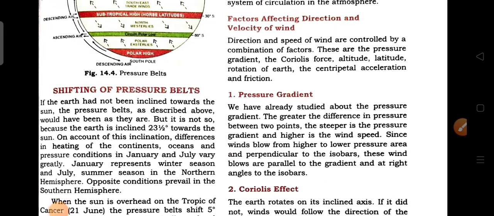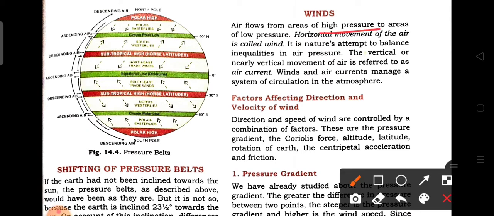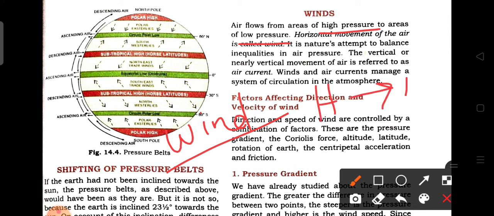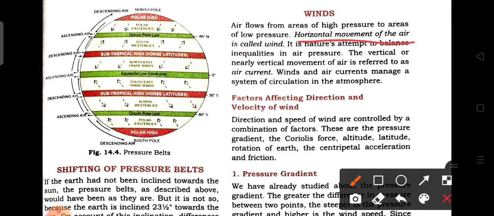After this, we are going to study about the wind. So, what do you mean by wind? The air flows from the area of high pressure to the area of low pressure. Wind is the horizontal movement of the air, and it flows from high pressure to low pressure. It is nature's attempt to balance inequality in the air pressure.